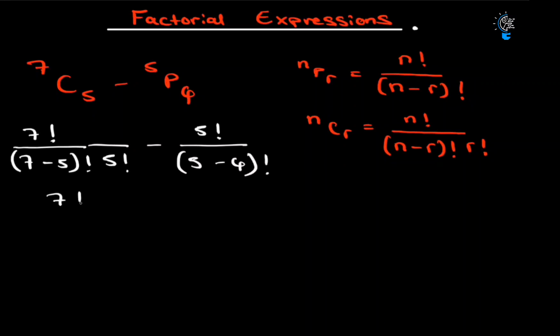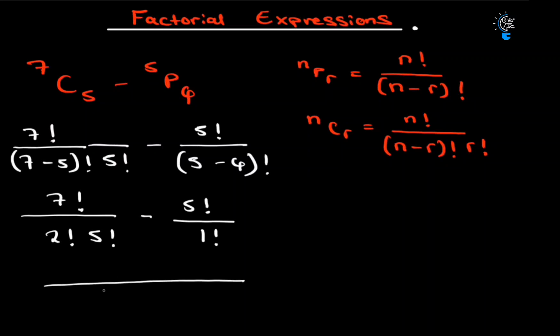This part we are going to get 7 factorial divided by 2 factorial, 5 factorial. This side we are going to get 5 factorial divided by 1 factorial. From there now we can combine the two fractions into one, where the denominator will be 5 factorial, 2 factorial, 1 factorial. The numerator, we'll see that these two parts will cancel. We're going to remain with 1 factorial multiplied by 7 factorial.